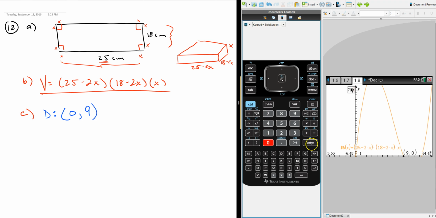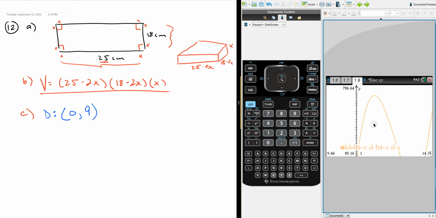Remember, your window is something that makes sense to your graph. I'm going to bring that down just a little bit. So now I can see the top of the graph. And if you notice, over here, when I said we didn't care about those other values, see how it dips underneath? So these are all impossible values, and then it starts counting again, but that goes to infinity. We don't want that. That's why we don't include anything past the 9.